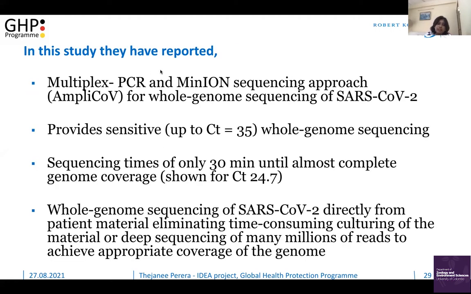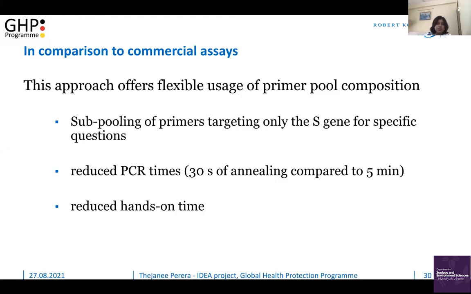In this study, they have reported a multiplex PCR and MinION sequencing approach for whole genome sequencing of SARS coronavirus 2. It can provide sensitivity up to CT35 when we are using the ligation sequencing method. Sequencing takes only 30 minutes until almost complete genome coverage. And whole genome sequencing of SARS coronavirus 2 directly from patient material eliminates time-consuming culturing steps. So it's very efficient and also accurate.